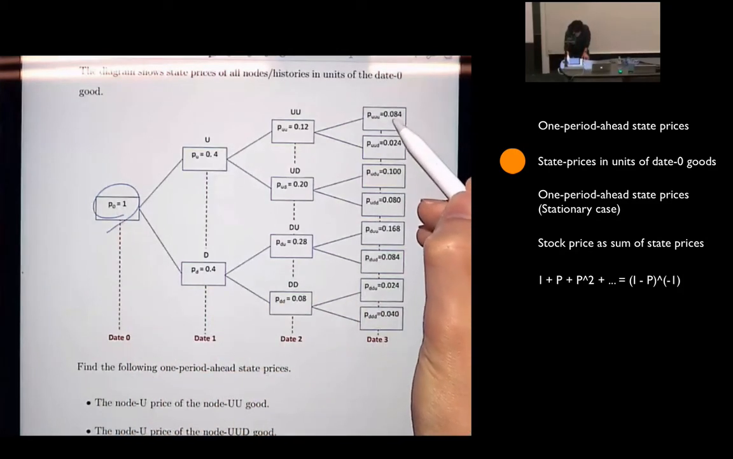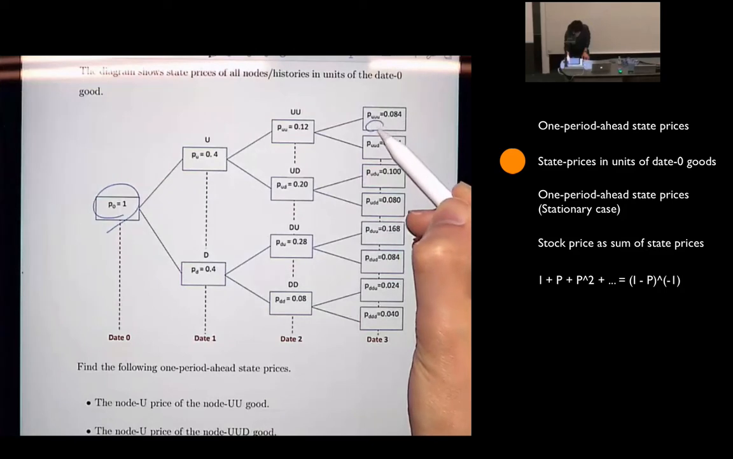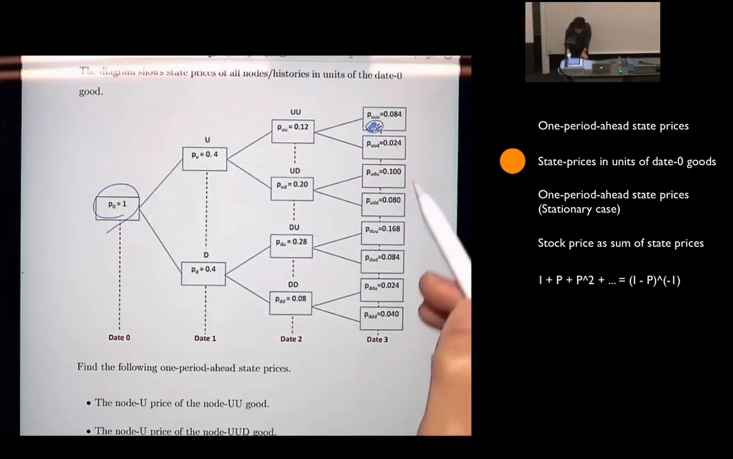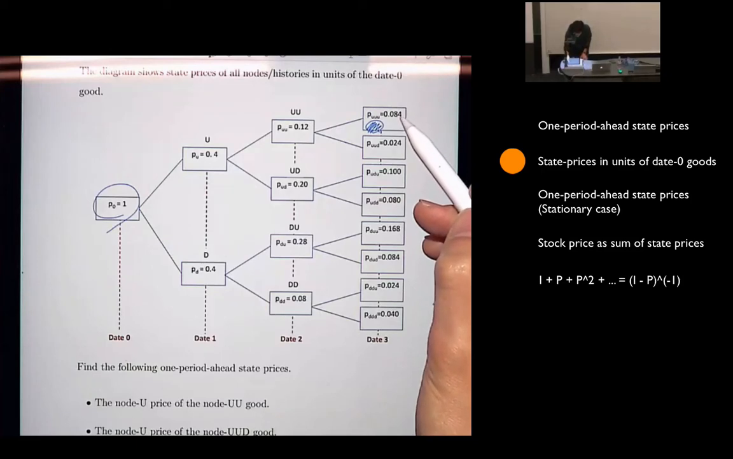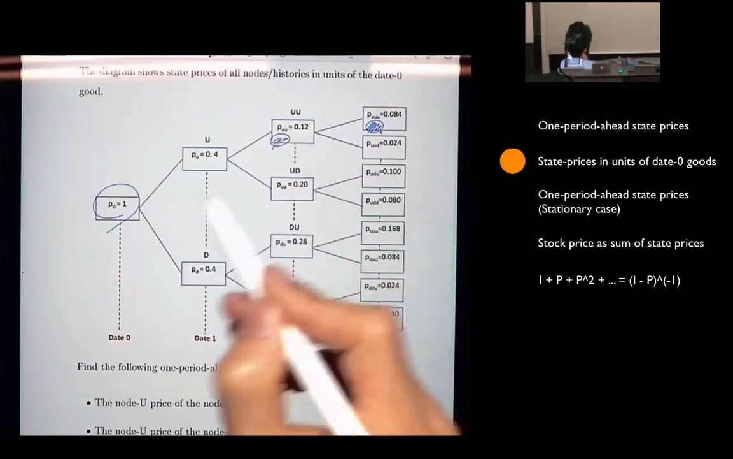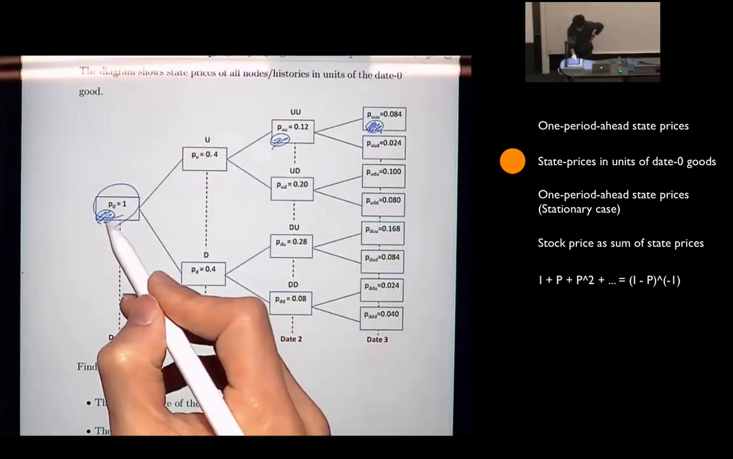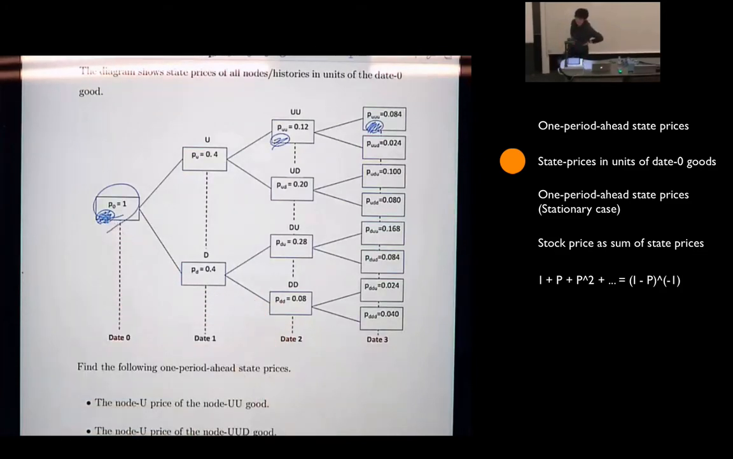So this 0.084 means that the price of this potato is 0.084 units of not this potato, but this potato. Okay? All the prices are in units of this potato. But the amount of information is the same.